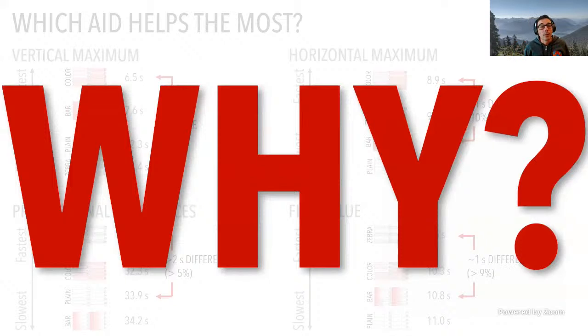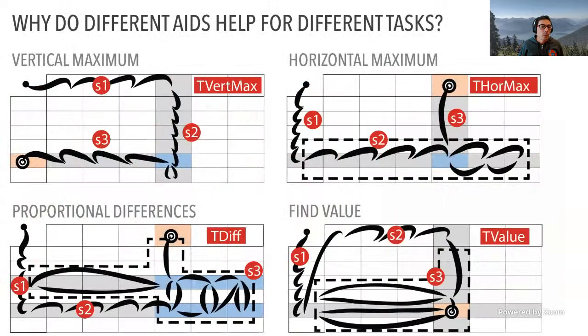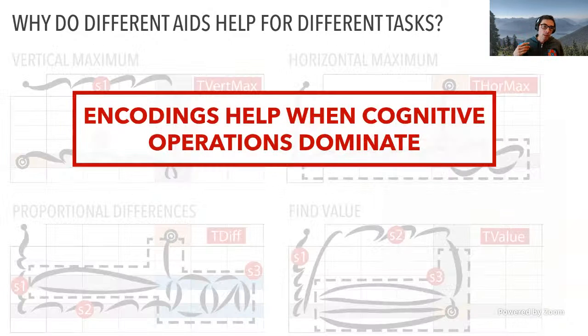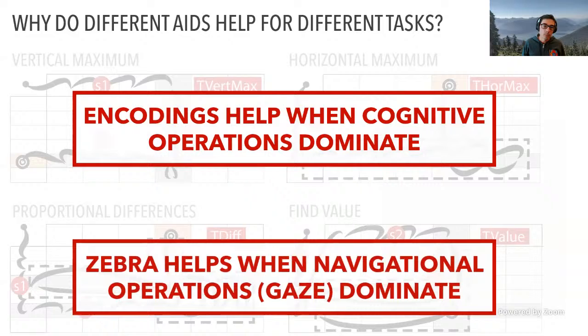Why is that? To answer that question, we looked at and analyzed a lot of gaze tracking and mouse movement traces. And in short, what we found is that the encodings, and above all color, help when it saves us from performing some cognitive operations like comparisons, which is the case for these tasks on the top. But zebra helps more when the task is dominated by operations where most of the time is spent performing navigational operations that consist mostly of moving your eyes around, which is the case for these tasks at the bottom.